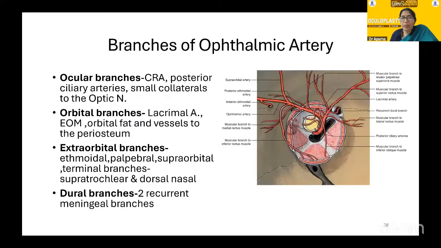So looking at the branches of the ophthalmic artery, there are the ocular branches, which are the central retinal artery, the posterior ciliary artery, and some small collaterals to the optic nerve. And you have the orbital branches: the lacrimal artery, the branches to the extraocular muscles, orbital fat and vessels to the periosteum. You have the extraorbital branches: the ethmoidal, the palpebral, supraorbital, terminal branches like the supratrochlear and the dorsal nasal, and you have your dural branches.